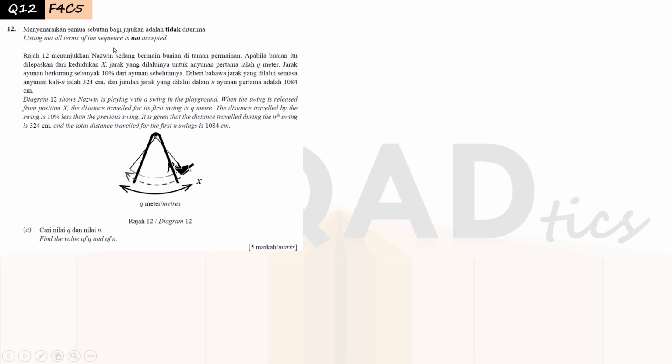Here we have this person swinging, and it says for the first swing, the distance traveled is q meters. So A is q. A is the first term. And it says that the distance traveled by the swing is 10% less than the previous swing. So if you want to find the next swing, we need to multiply 90%, because 10% is lost. So the remaining is 90%.